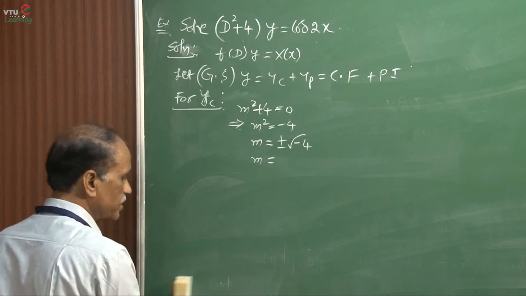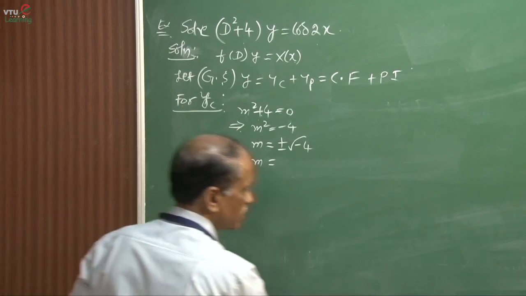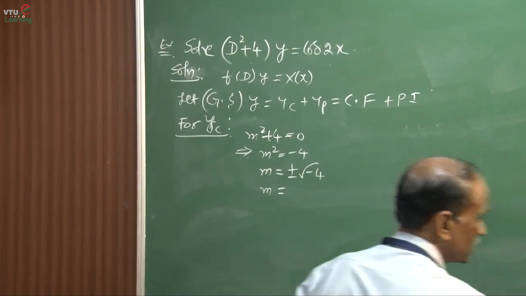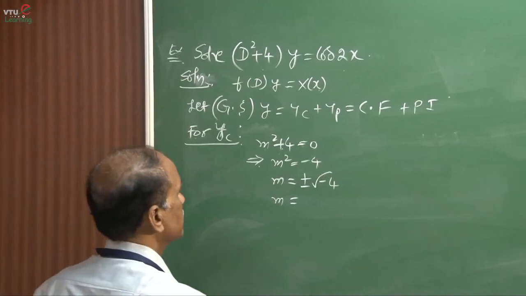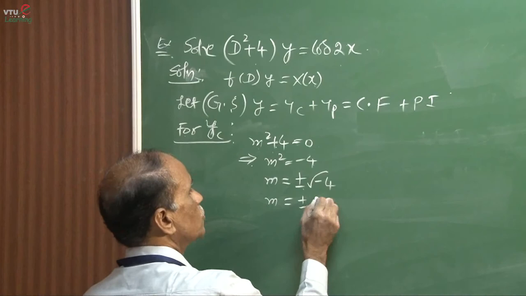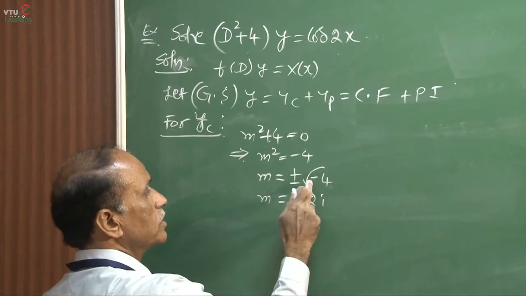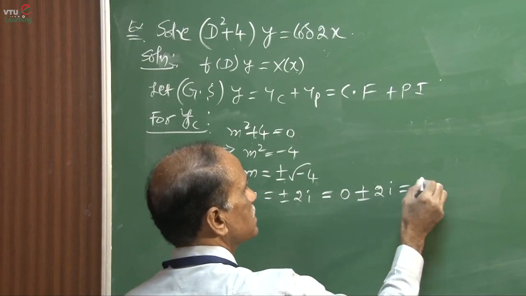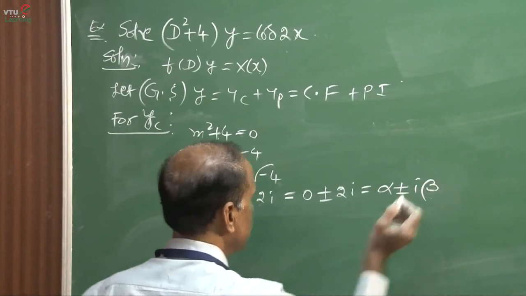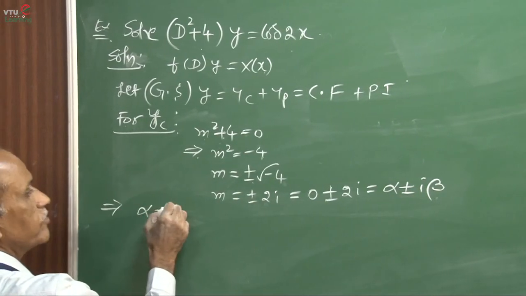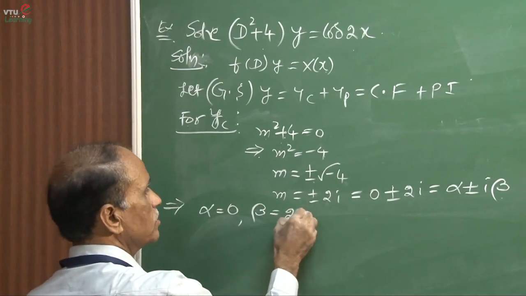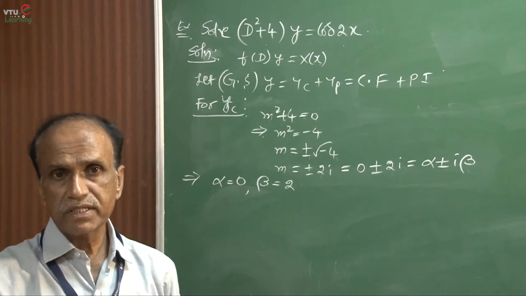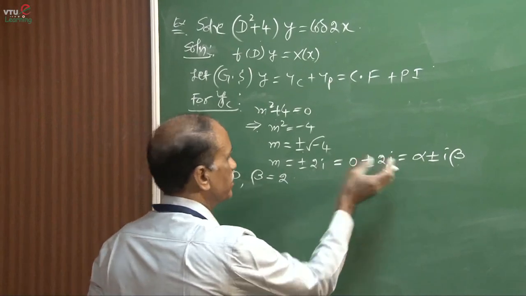What is that plus or minus 2i? That is called the case of imaginary roots. Imaginary roots mean you have to include cos and sine trigonometric functions. Here it is plus or minus 2i, because the square root of 4 is 2 and root of minus 1 is i. This is nothing but alpha plus or minus i beta, which clearly indicates alpha is equal to 0 and beta is equal to 2. These are the two parameters for imaginary roots, that means real part plus imaginary part.